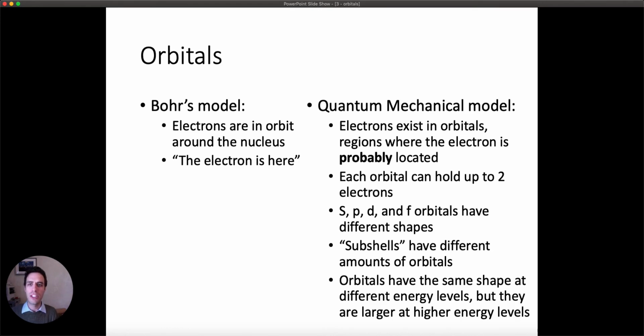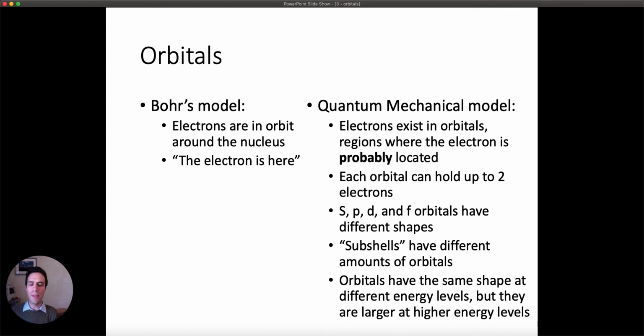Let's learn about the difference between orbits and orbitals. In the Bohr model, when we have energy levels, right, the electrons are in orbit around the nucleus like planets around the sun, and you can say that the electron is here, right? This electron is on energy level 2. That's how we think of them, like planets.